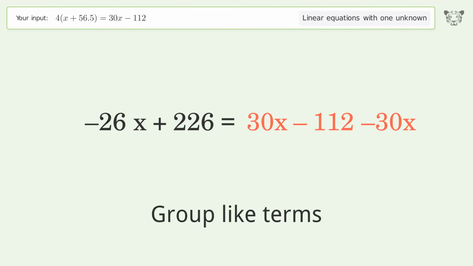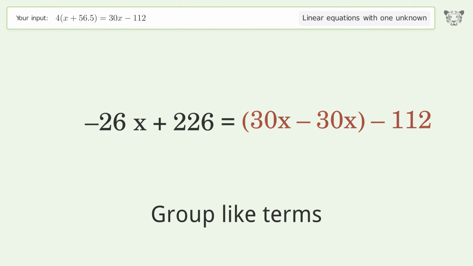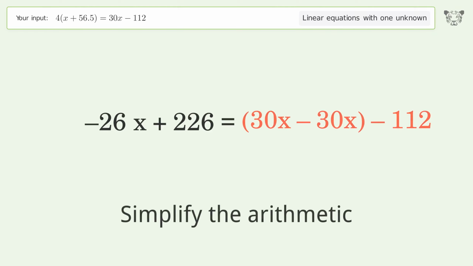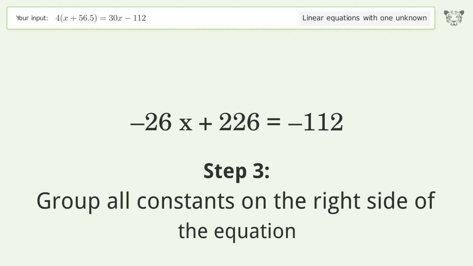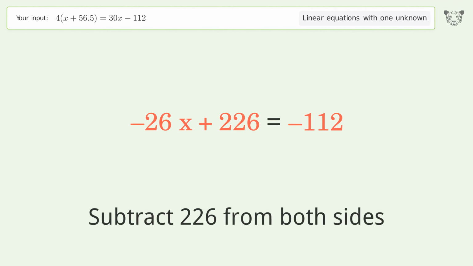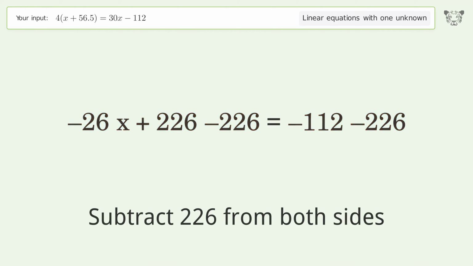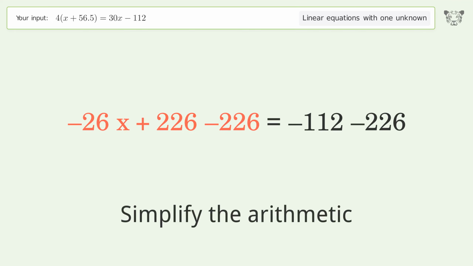Group like terms. Simplify the arithmetic. Group all constants on the right side of the equation. Subtract 226 from both sides. Simplify the arithmetic.